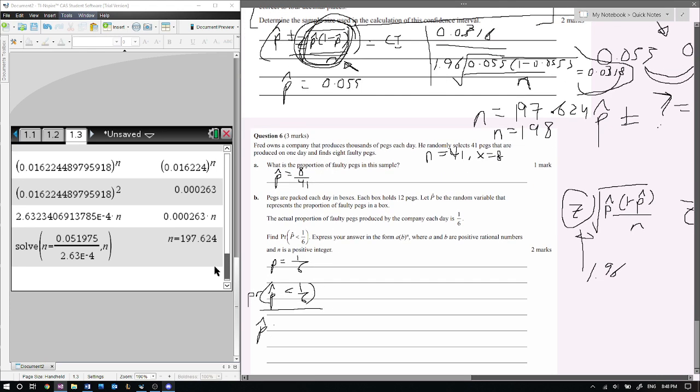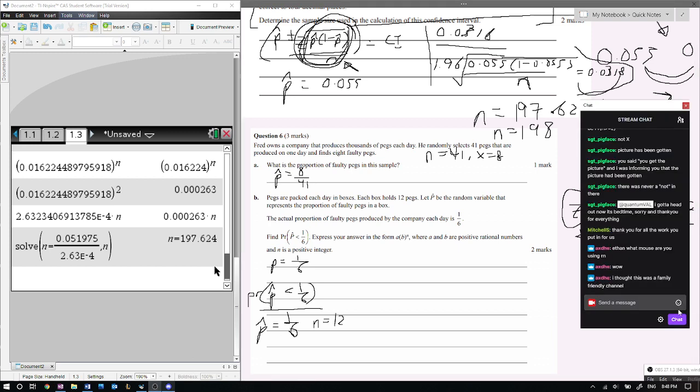So with a p hat value of 1 over 6, and a population size of 12, what's the actual number of faulty pegs, given that 1 over 6 pegs are faulty? Would anyone in the chat like to say how many pegs are faulty, or what the x value is?